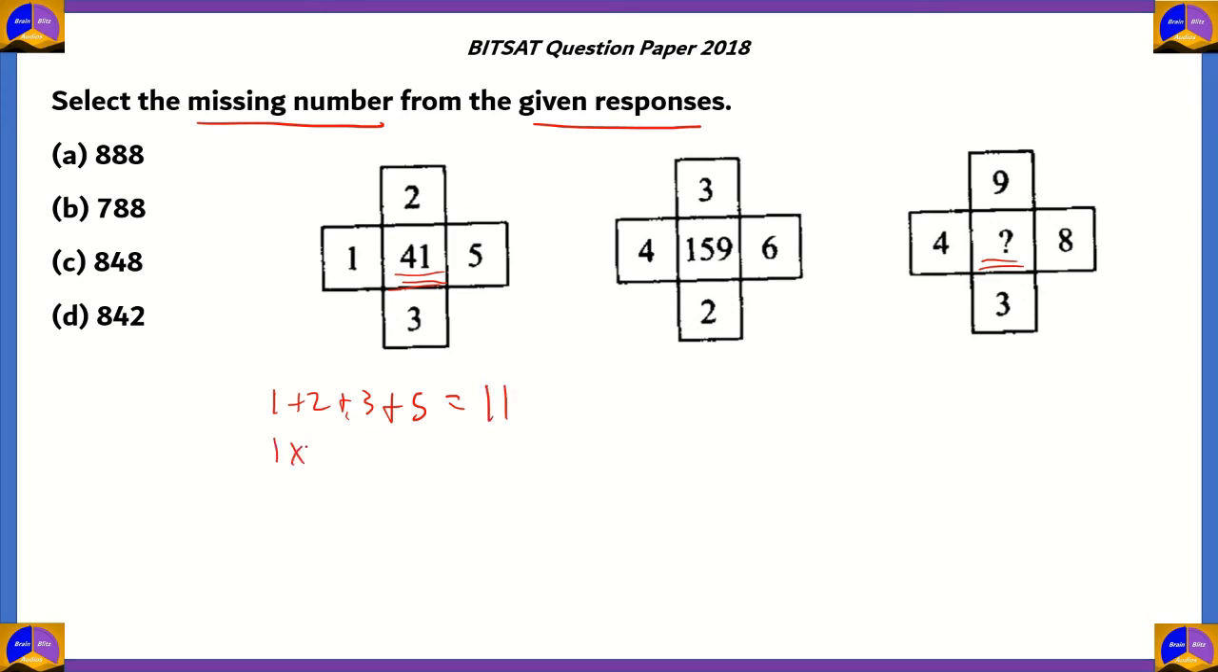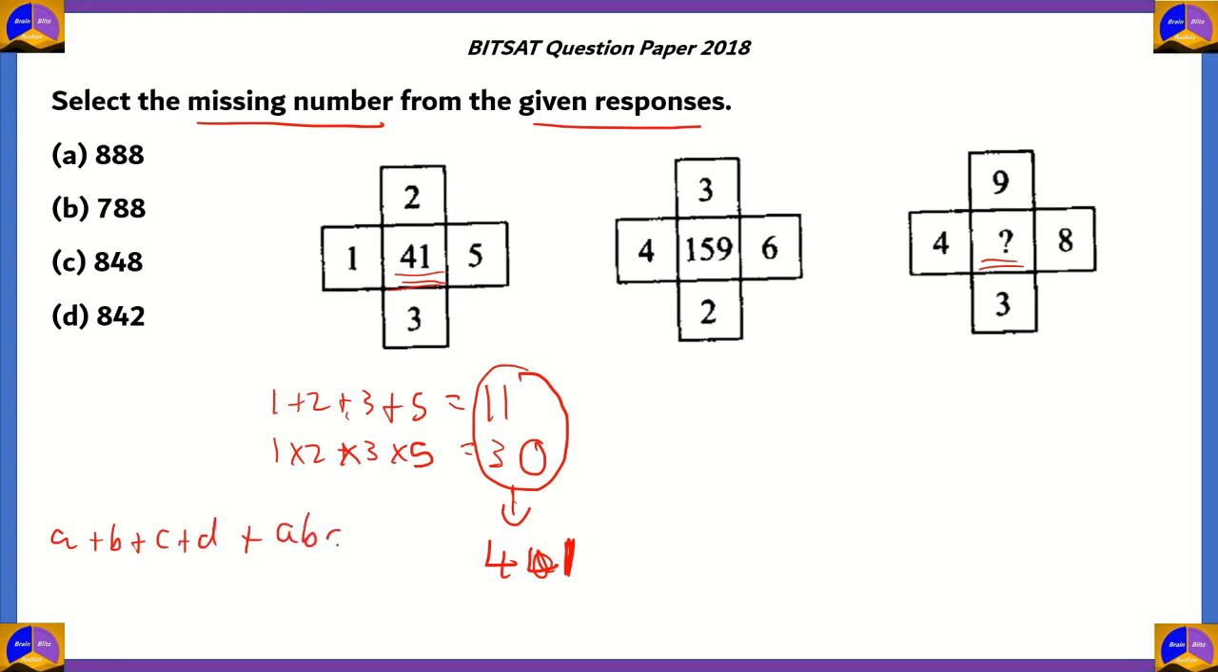What about multiplication? 1 into 2 into 3 into 5. 5 threes are 15. 15 times 2 gives you 30. So 30. Still not equal to 41. But if you notice, if we add these two numbers, we get 41. So basically, the relation is the sum of the four numbers and the product of the four numbers gives you the required number in the center. So that is a plus b plus c plus d plus a, b, c, d gives you the central number. So this is the formula that we need to apply here.